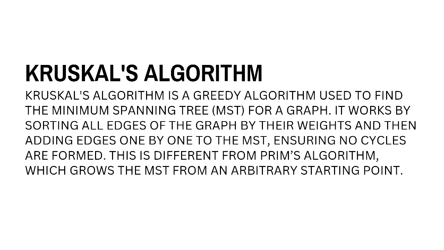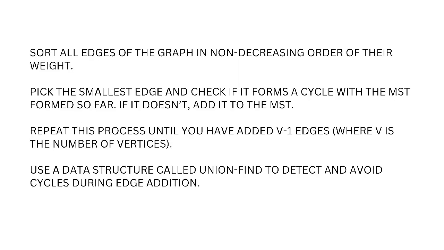Now let's take a quick look at the steps of how we actually perform it. Steps, then pseudocode, and then the coding screen. So all it takes is just four quick steps. Sort all edges of the graph in non-decreasing order of the weight. Pick the smallest edge and check if it forms a cycle with the MST formed so far. If it does not, add it to the MST, and repeat the process until you have added V minus 1 edges. And then use the data structure called union find to detect and avoid cycles during edge addition. So that's how it works.